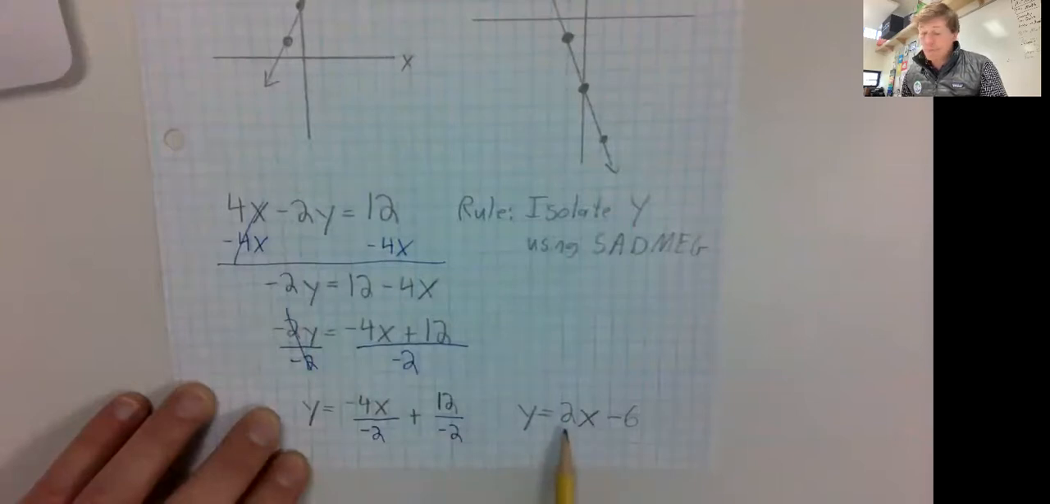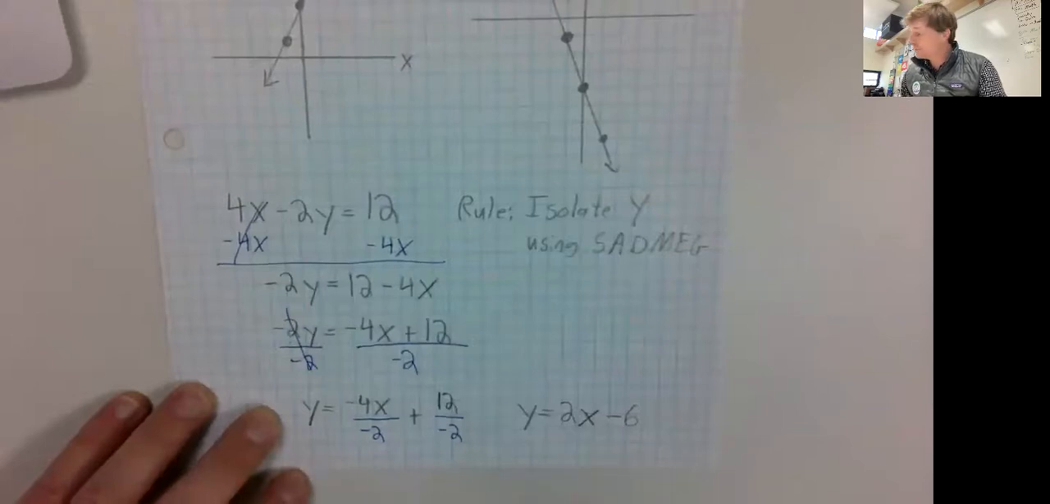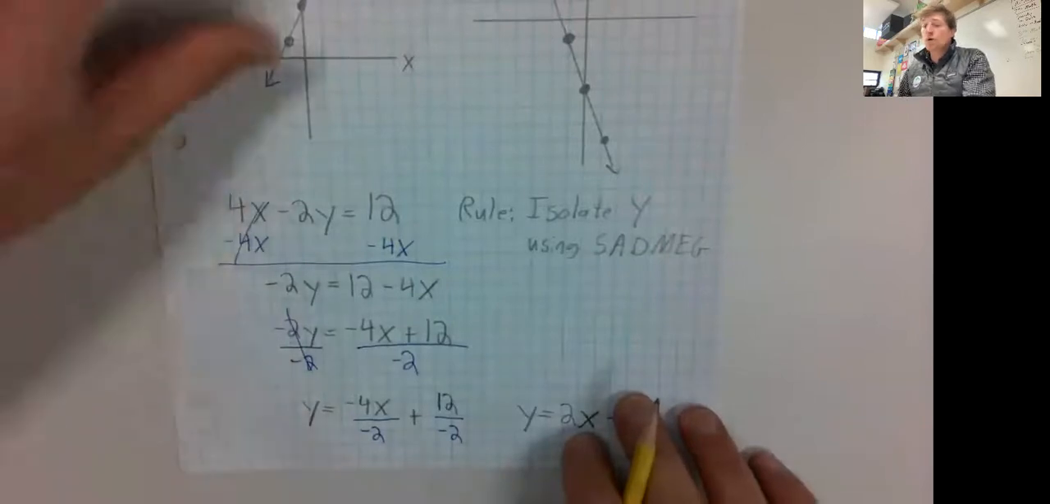So my slope is going to be +2. My y-intercept is going to be -6. And that is how we do these sort of problems. Let's do one more.